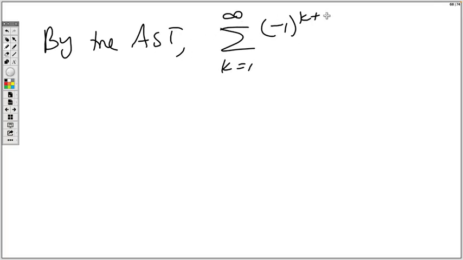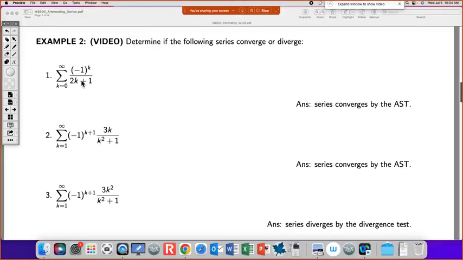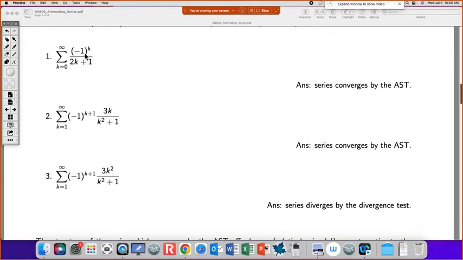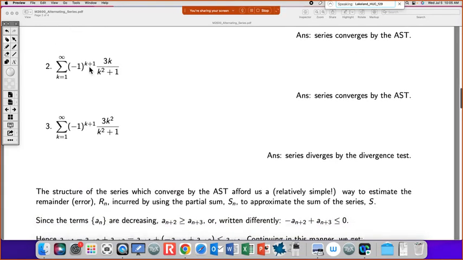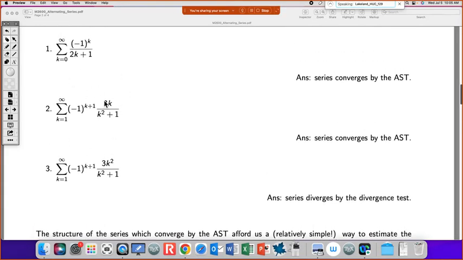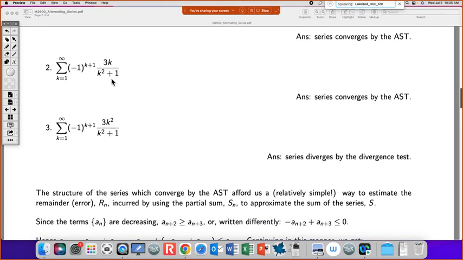So by the AST, the alternating series here converges. Okay. But you have to go through each of those parts. You follow? You got to verify all those hypotheses. And so we go through. There's a couple more examples for you to look at. And once again, these kind of model what I expect to see on a take-home or the test.